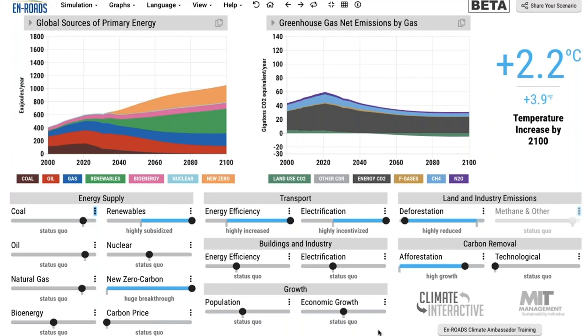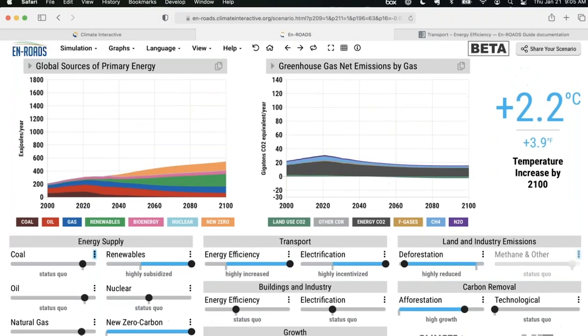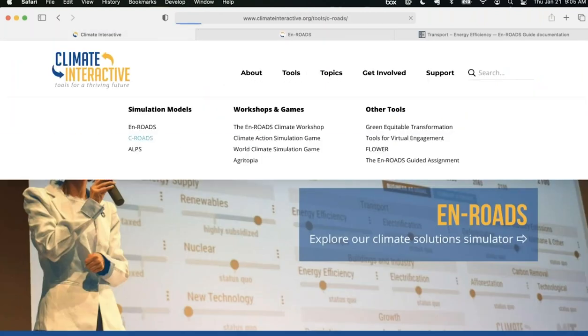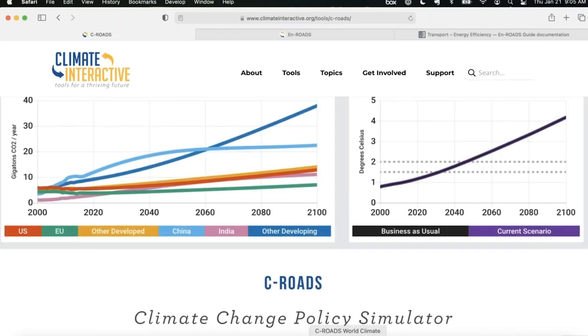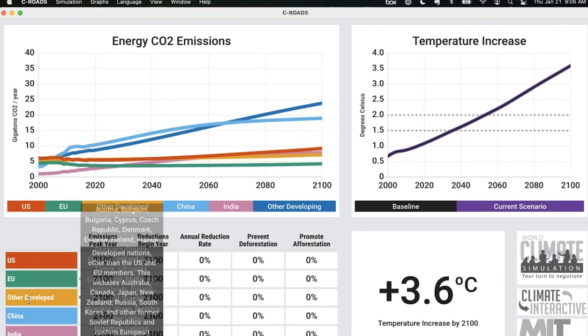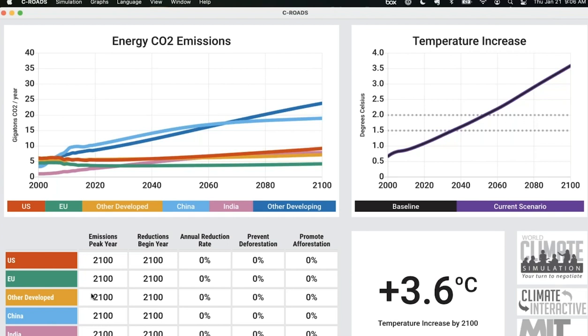When it comes to having a little bit finer grain, in terms of wanting to look at different regional action, one tool that we do have available is called C-Roads. It breaks the world into six different regions. C-Roads, actually, I'll just pull it up here. And rather than looking at the world in terms of renewable energy subsidies or energy efficiency, we have here US, EU, other developed countries, China, India, and the other developing countries. And you can set their emissions peak year, the reductions year.